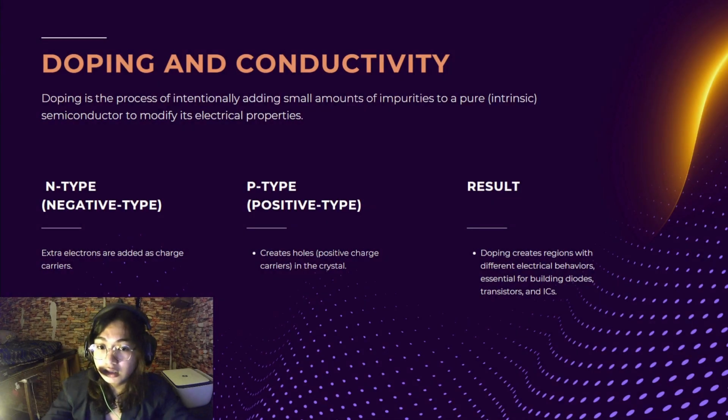Doping and conductivity. To make semiconductors more useful, we dope them, meaning we add impurities. N-type semiconductors use elements like phosphorus or arsenic to add free electrons, while p-type semiconductors use elements like boron to create holes or positive charge carriers. This process allows for controlled conductivity in electronic devices.